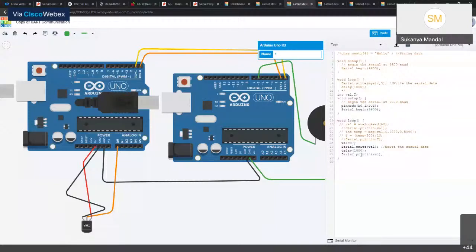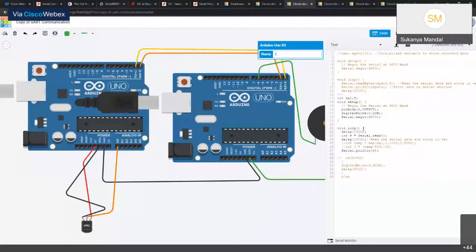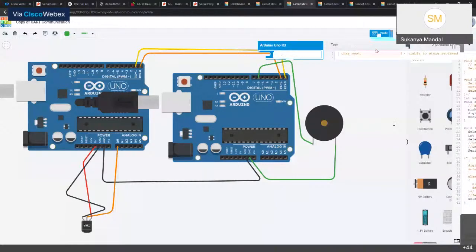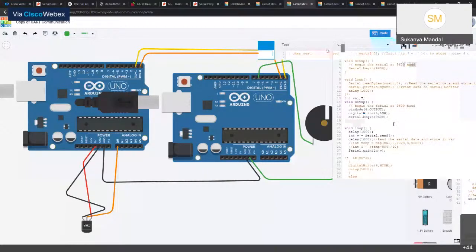On the second board, what we are doing is setting up pin 6, the piezo buzzer, as the output, with digital write on pin 6. Initially it is set to low, and it is monitored at a 9600 baud rate. We put it in the loop, and we put a delay of 1 millisecond.